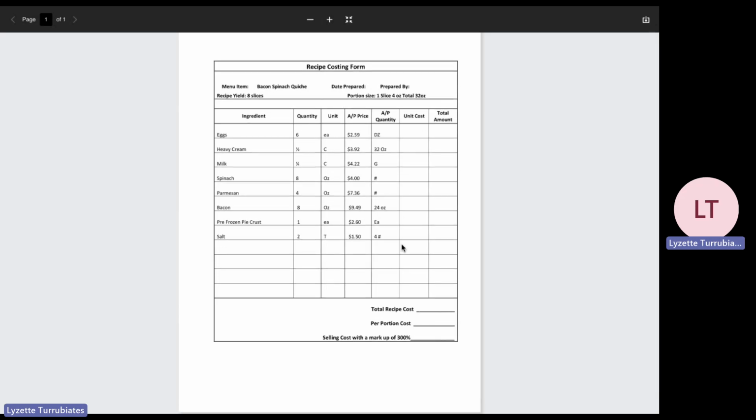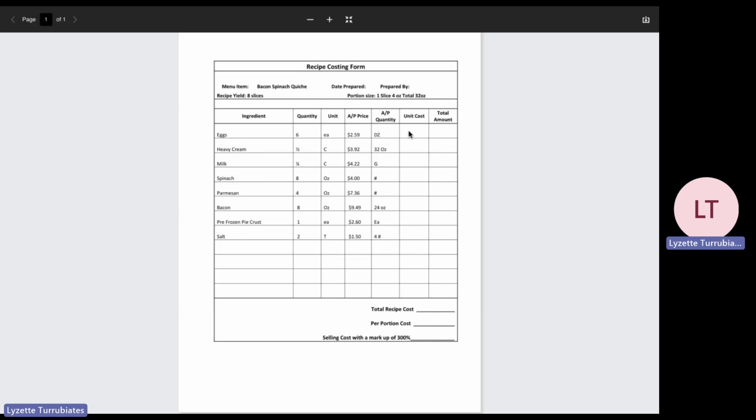Our unit cost, how we're going to figure this out is we are going to break down our unit. So if our specific ingredient is eggs and we got a dozen eggs, we're going to be taking our as purchased price. So we went to the store and we got the eggs and they were $2.59. Well, we're going to divide it by 12 because that's how many is in a dozen.